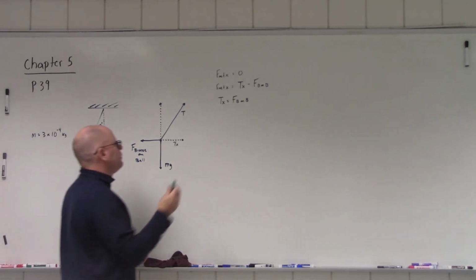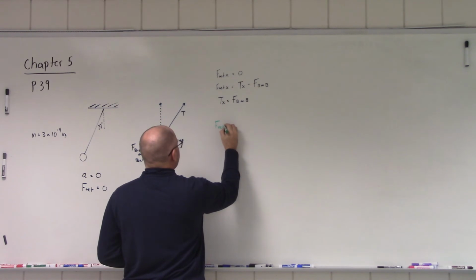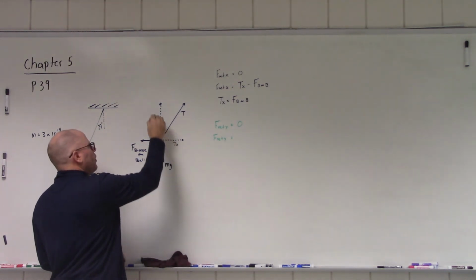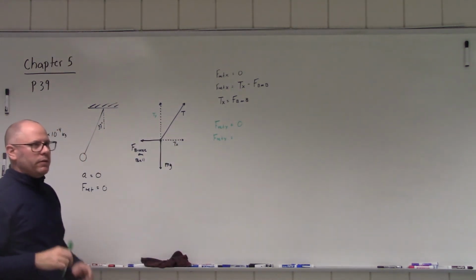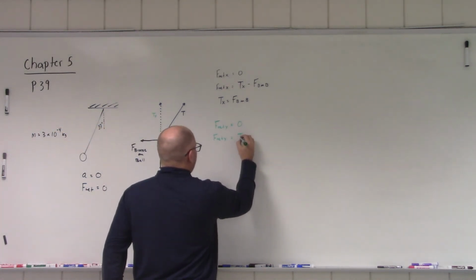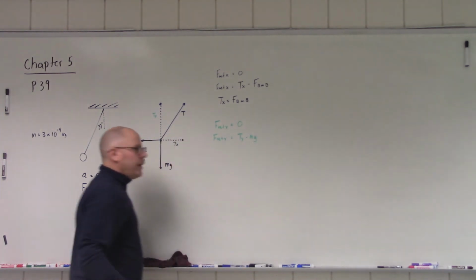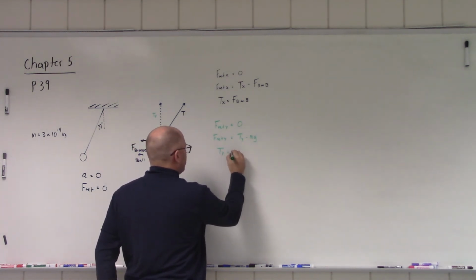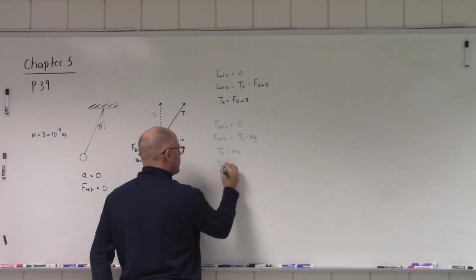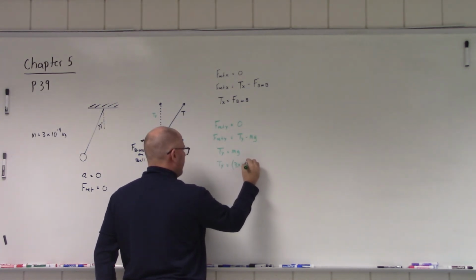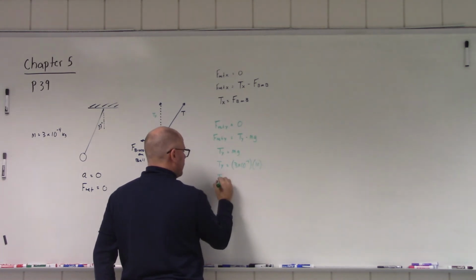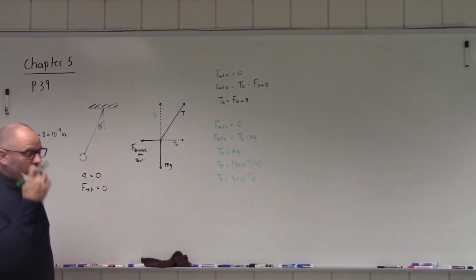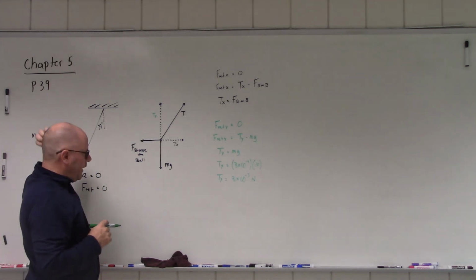Let's do the y direction. The net force in the y direction is equal to 0. Well, what's in the y direction? Let's call this Ty. That's the tension in the y direction. So I have Ty minus mg. And since that's 0, I end up with T in the y direction is equal to mg. But I actually know these things. This is 3 times 10 to the negative 4, and this is 10. So T in the y direction is equal to 3 times 10 to the minus 3 newtons. So that's cool. I like that.